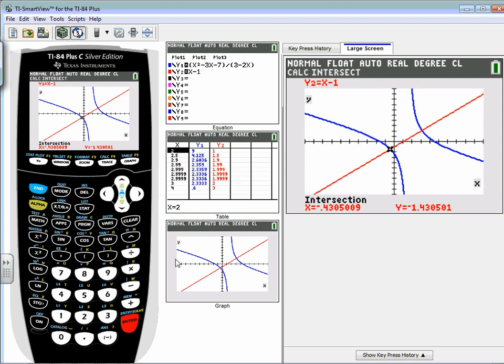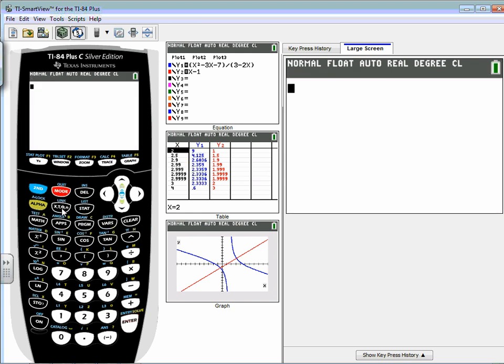Now I'm going to save myself a little bit of hassle, because what the calculator does is when you find an intersection, it actually stores that value as x. So if I go back to my home screen and type x in, it gives me that value, which is going to prevent me from having to try to memorize an 8-digit number. Okay, we'll find the other intersection as well.